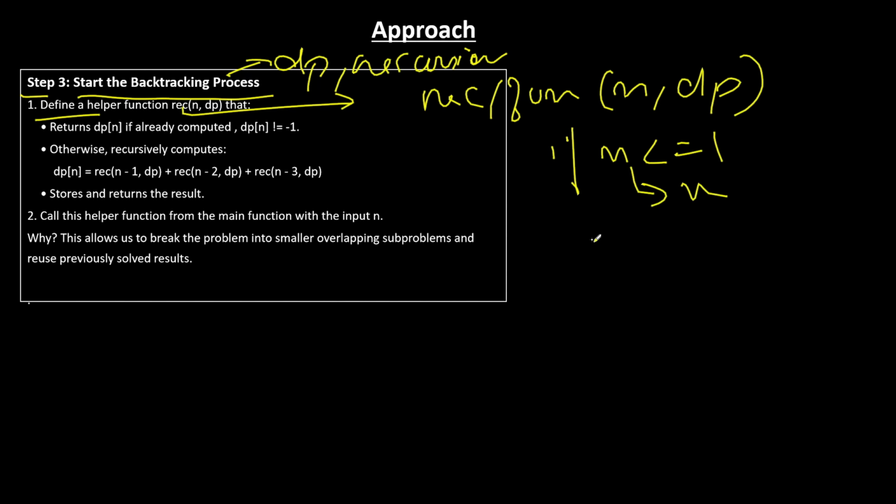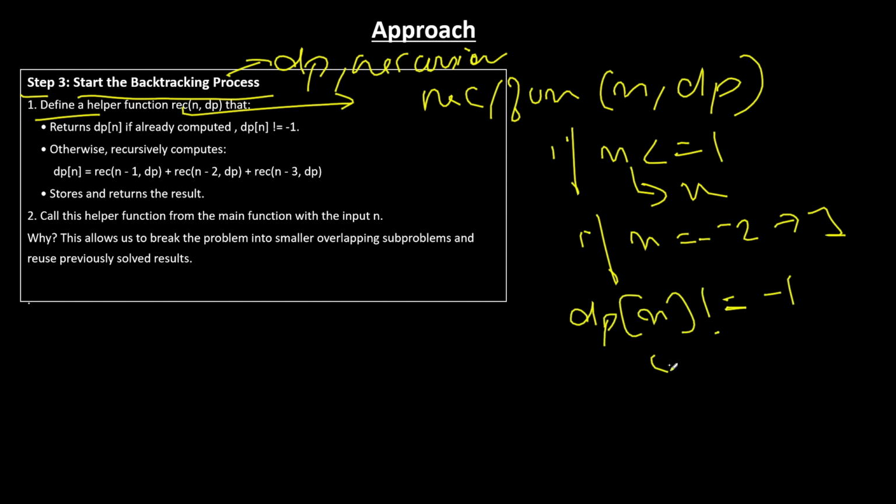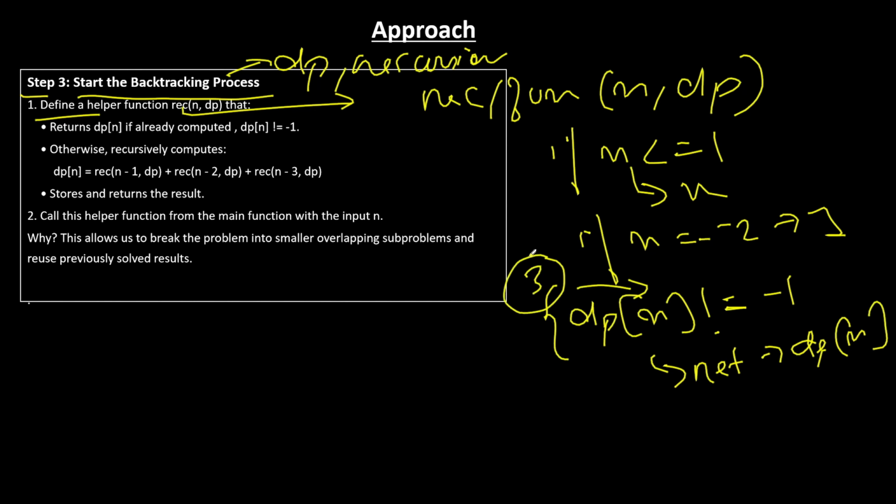Return n if n equals 2, return 1. Then if DP of n is not equal to -1, just return DP of n, because we have already calculated this. Suppose it is 3: since we have already calculated DP of 3, why would we calculate it again, right? This is the common template of a DP solution. So we will return DP of n directly from there.